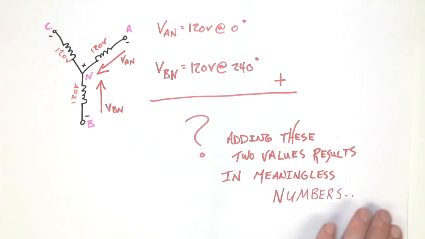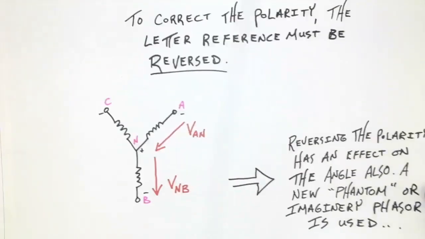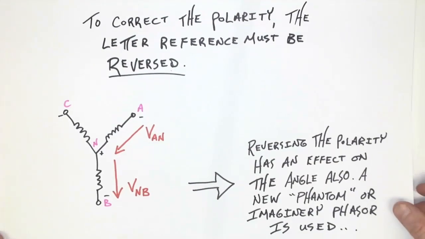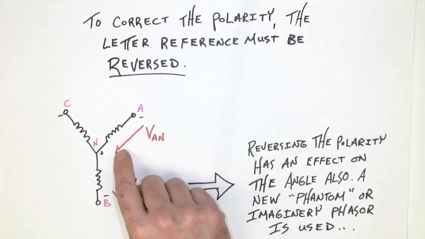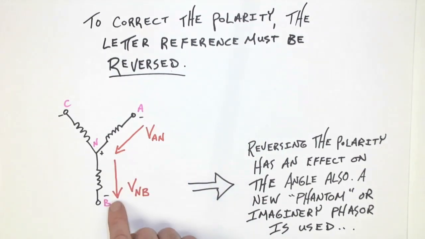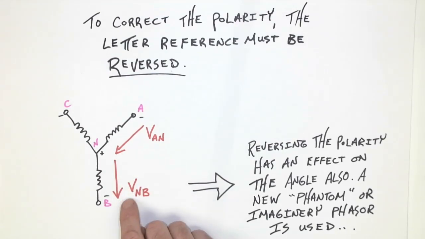So the solution is that we have to reverse the polarity of one of the phase voltages. To correct this polarity, the letter reference must be reversed, and it gets a little bit weird. So now I have VAN and voltage NB. I've changed the double subscript notation here to ensure that the polarity is in the same direction. Reversing the polarity also has an effect on the angle.